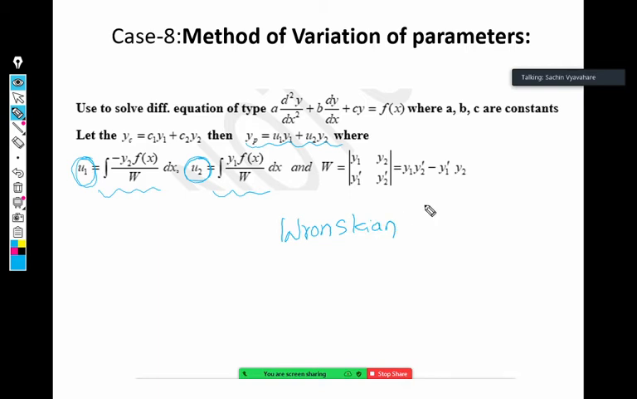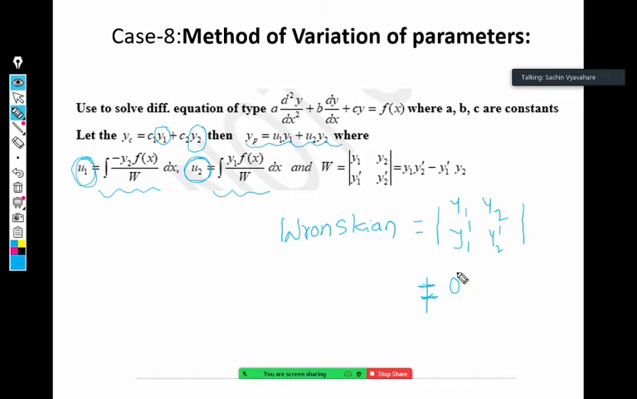So what is that Wronskian? This Wronskian is a determinant of the functions and their derivatives. So we have y1 and y2 in yc. We write down the first row as y1, y2, and the second row as their derivatives, y1 dash and y2 dash. If we evaluate, we get the value of the Wronskian. The Wronskian is always non-zero. The Wronskian is never zero.